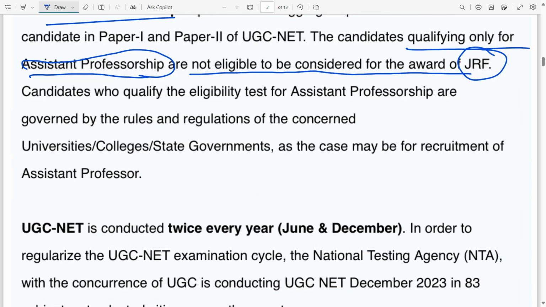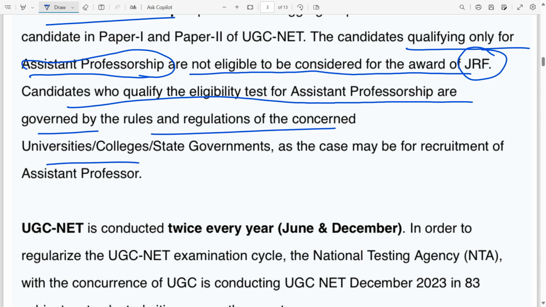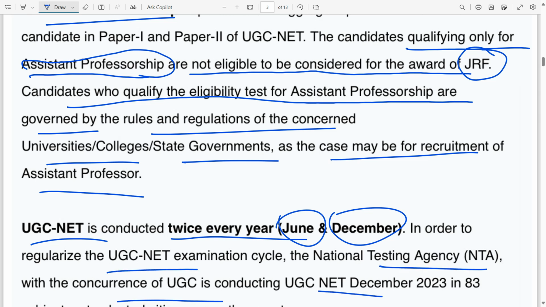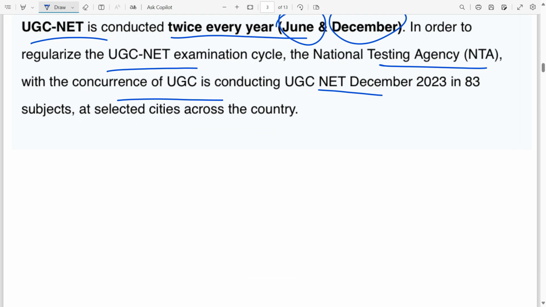Candidates who qualify the eligibility test for assistant professor are governed by the rules and regulations of the concerned university, college, or state government, as the case may be, for recruitment of assistant professor. UGC-Net, as I have told, is conducted twice every year, in June and in December. If a paper gets leaked or something unusual happens, then it may be one or two months later, but it is conducted twice every year. To regulate the exam, the NTA governs and conducts it. So this was about the UGC-Net.